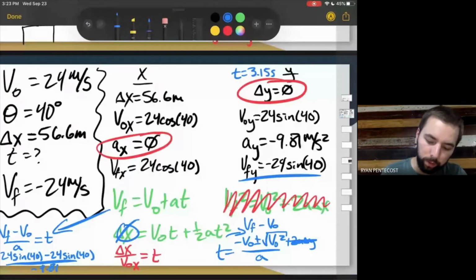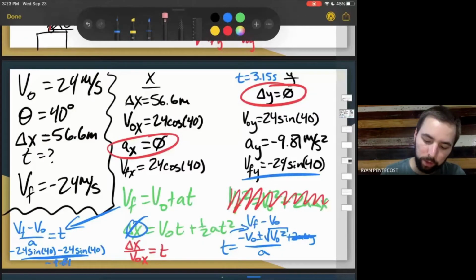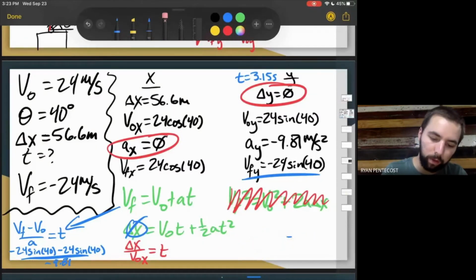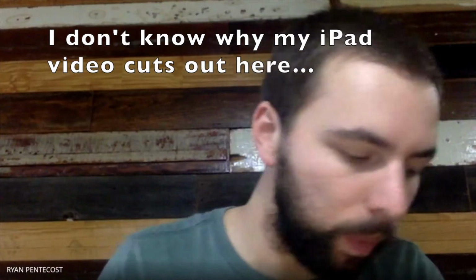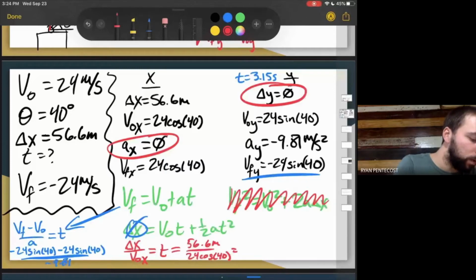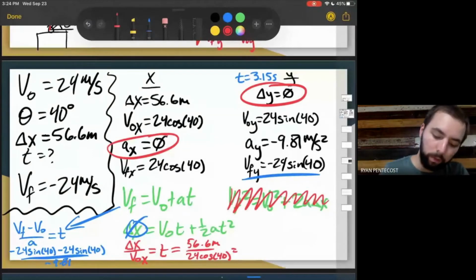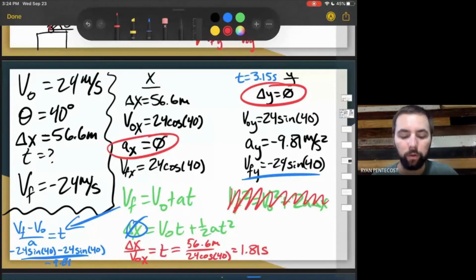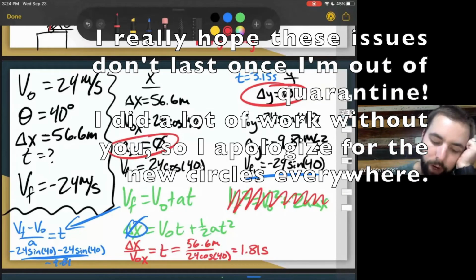Now, let's do it for the x direction. Let's see what we get if we do that, okay? So we have delta x is 56.6 meters divided by v naught, which is 24 cosine of 40. 56.6 divided by 24 cosine of 40. I got 1.81. Whoops. 1.81 seconds. So those are very different, right? Now, let's look to see why that is.